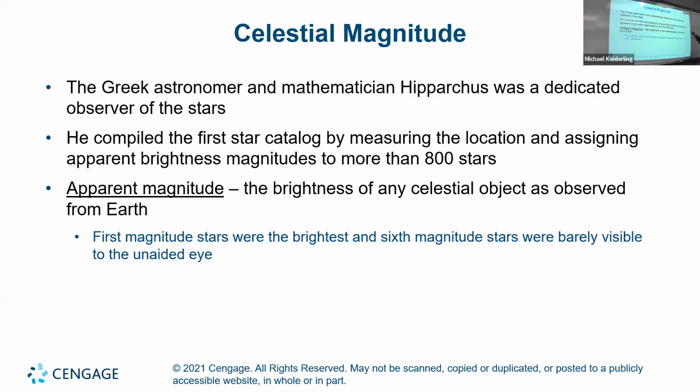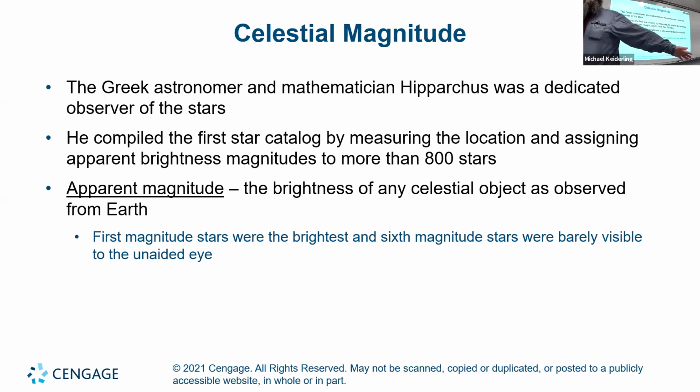So the apparent magnitude is the brightness of any celestial object as observed from Earth. First magnitude stars were the brightest. 6th magnitude stars were barely visible to the unaided eye. It turns out it's possible to turn his system into an actual quantitative scale of brightness measure.